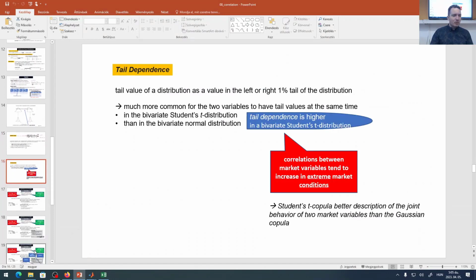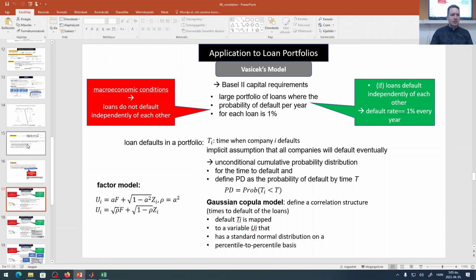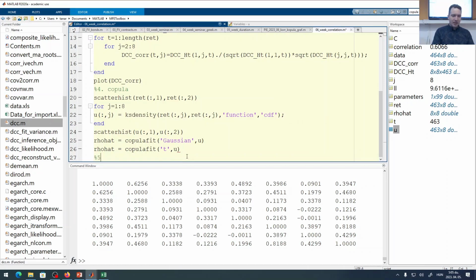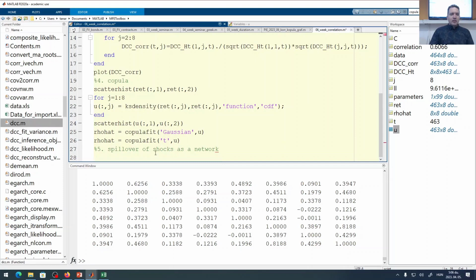And before moving on, I would like to show you another application which is not mentioned by the book, but it can be fun. And this is the spillover of shocks. So, shock spillover: the problem with correlation is that this is not a causal relationship. We should never forget about that one. And that's why we don't know where the shock is coming from.